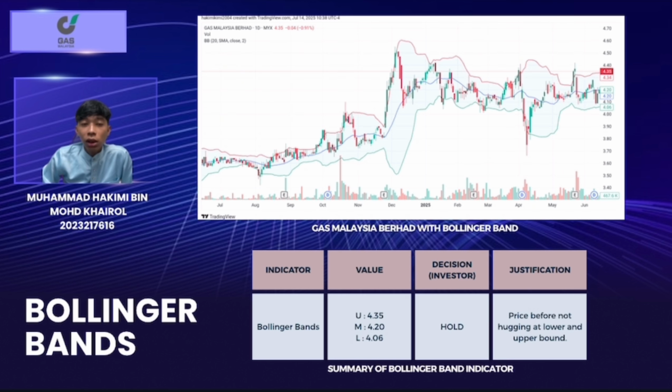In conclusion, for existing investors, the suggested action is to hold, as there is no strong trend. For potential investors, it's best to wait until the price breaks out above the upper band or below the lower band for a clear signal.